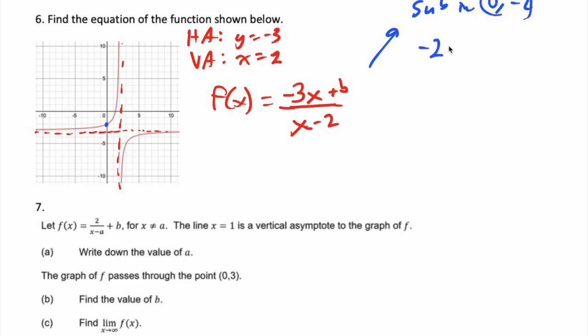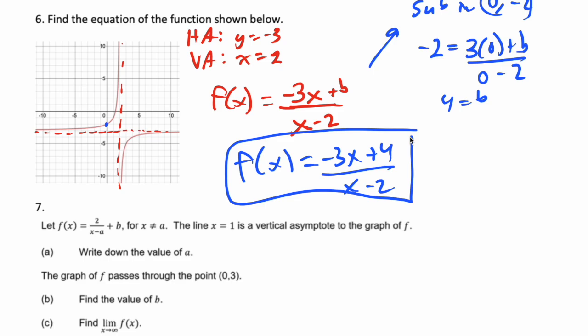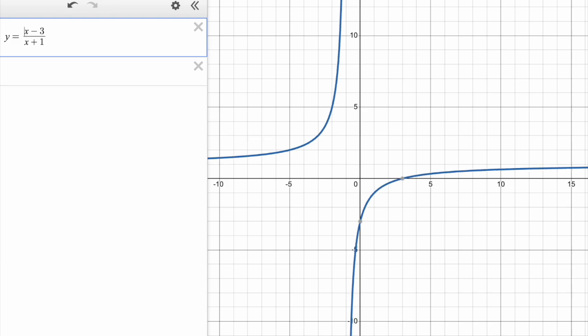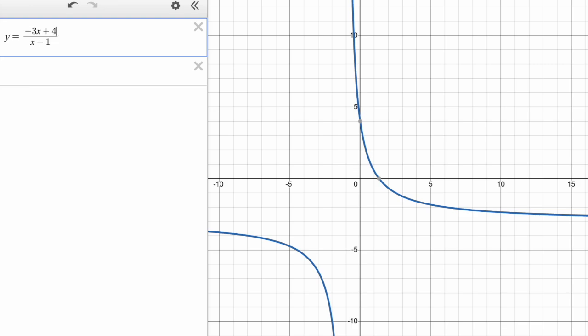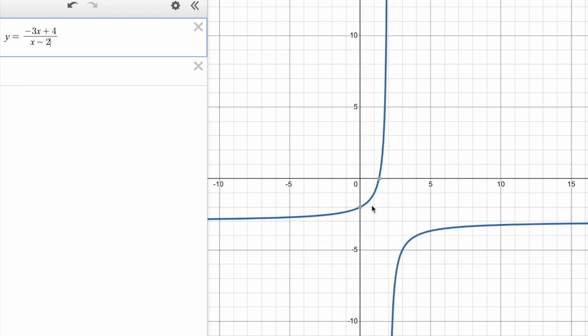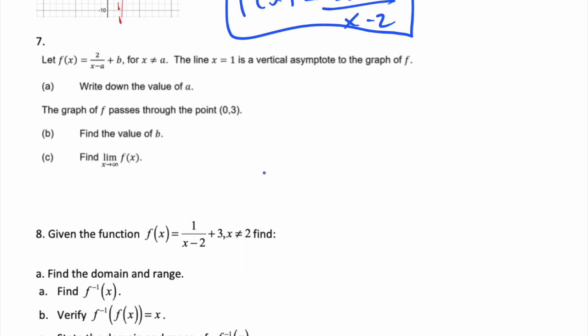Then we have negative 2 equals negative 3 times 0 plus b over 0 minus 2. So we get 4 equals b. So the function is negative 3x plus 4 over x minus 2. Let's check it out in Desmos and see if that looks right. Okay, so what did I say? Negative 3x plus 4 over x minus 2. Okay, you see this totally matches the graph from the example.